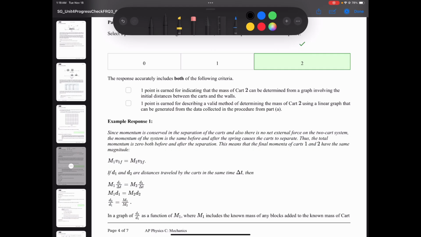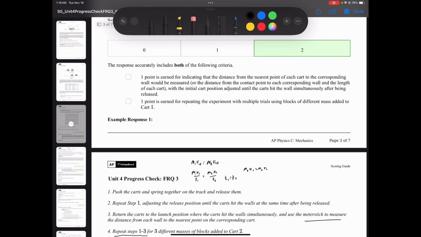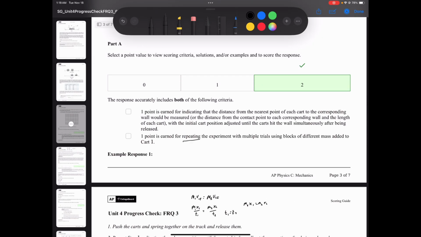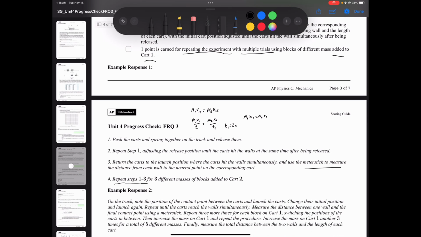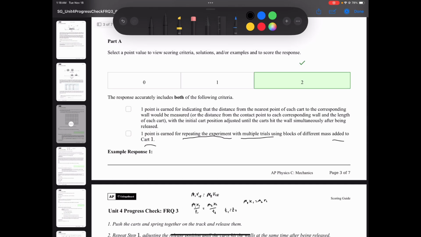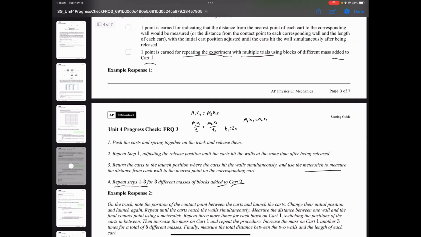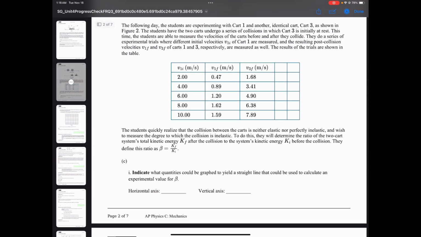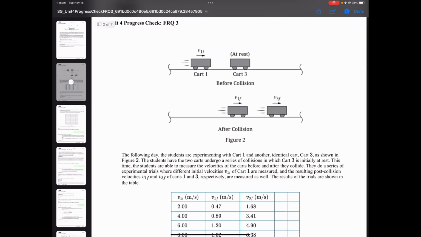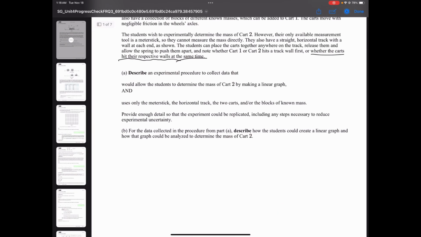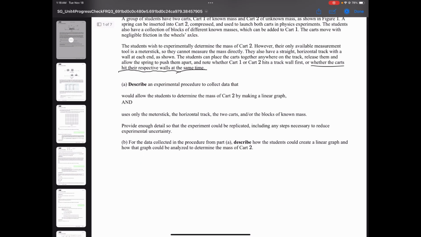Describing valid method. Wait, hold on, I skipped it. Repeating the experiment with multiple trials using blocks of different masses added to cart 1. Actually, why did they do this? This kid said cart 2. All right, well, anyways, that's a typo. So now for part B, let's see here. So now we have a different experiment. Wait. Oh, never mind, I skipped it.